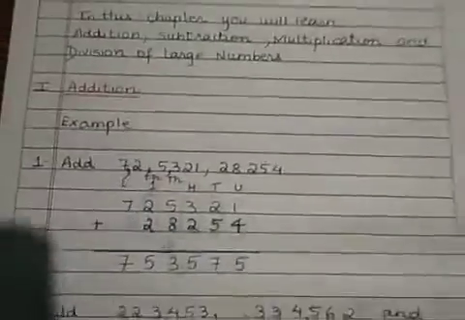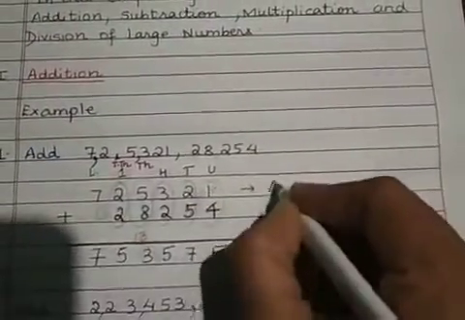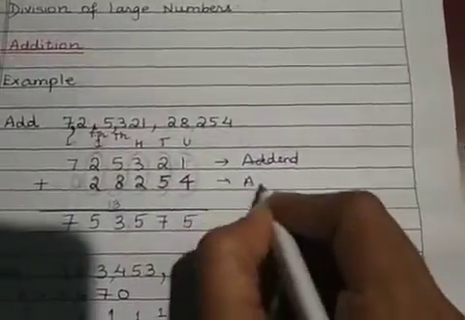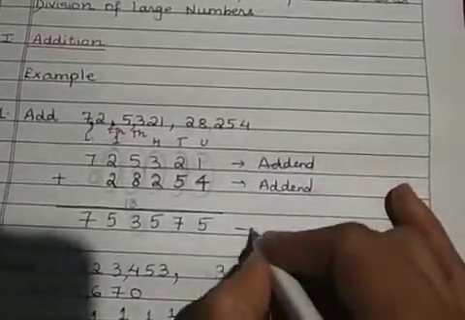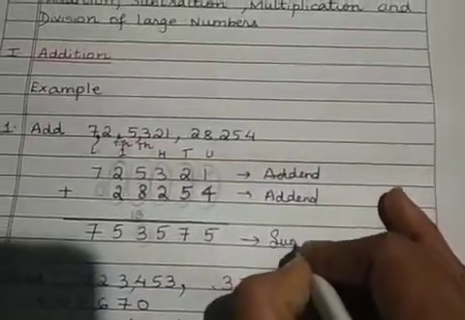Similarly, in the first example we saw, this is an addend, the first number, and this is also an addend, the second number. And what is this number? The answer which is obtained after adding is called the sum.